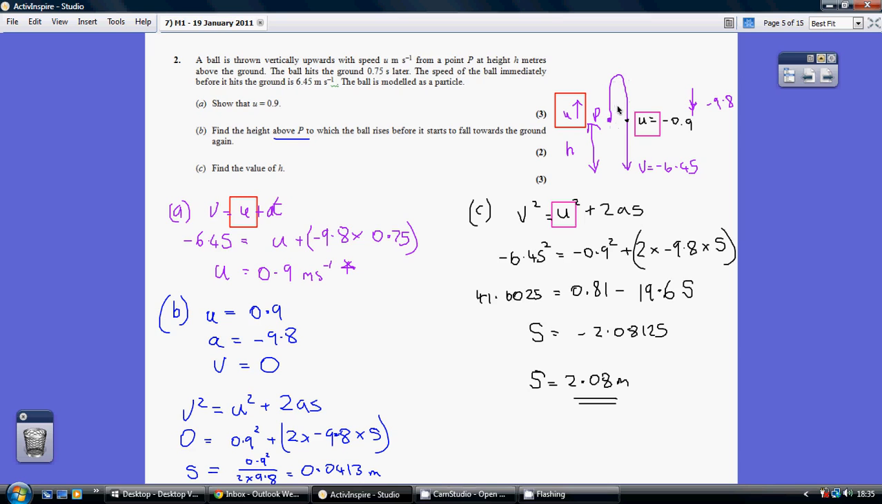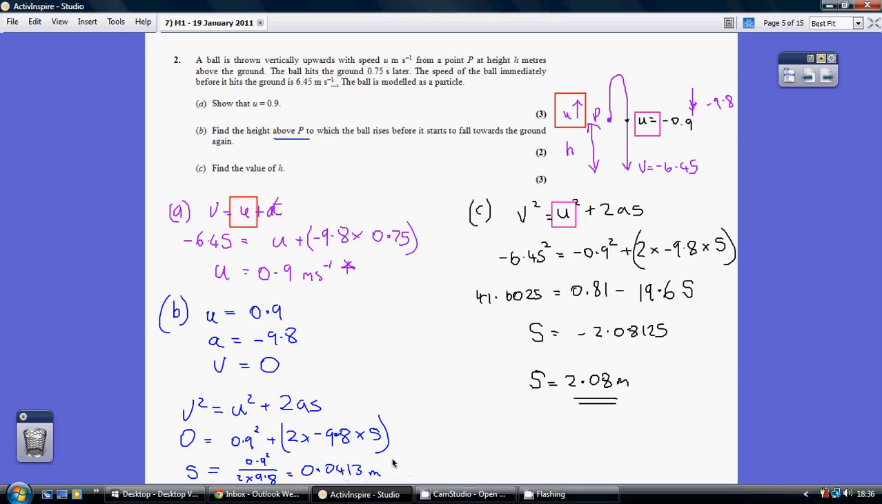Now for part B, we're trying to find the height above P, so we're trying to find this height from here to here. What do we know? We know the initial speed is 0.9, we've just worked that out. We know the acceleration is gravity, minus 9.8. And key bit, we know at the very maximum, at the peak, our final speed is 0. It stops instantaneously before it comes down again. So u is 0.9, a is minus 9.8, v is 0.